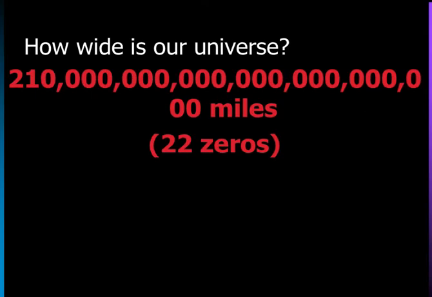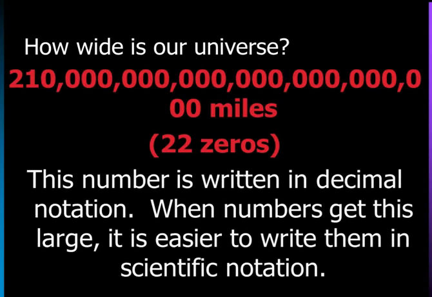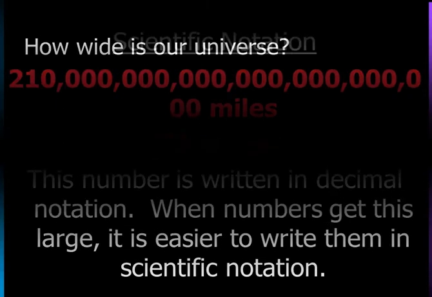So it's difficult to deal with numbers that are so big, or even numbers that are so small, like for example finding out the distances inside cells in human bodies. This is why we use scientific notation. It's easier for us to write them in scientific notation.